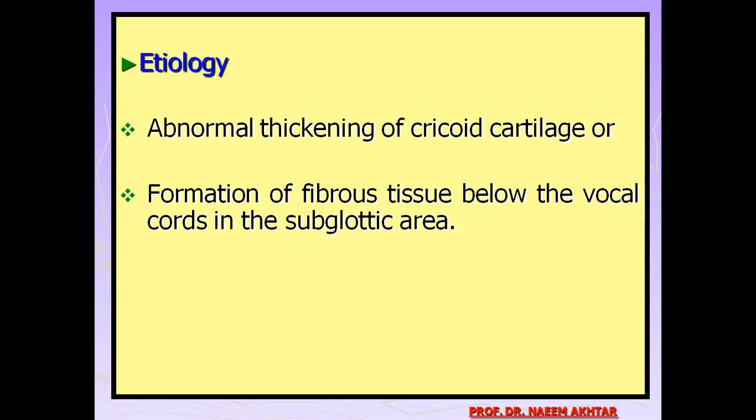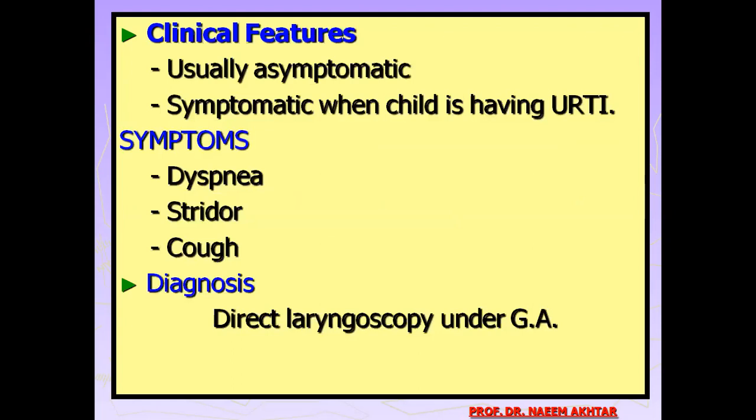Etiology. Usually abnormal thickening of the cricoid cartilage or sometimes formation of fibrous tissue below the vocal cords in the subglottic area is seen in subglottic stenosis. Clinical features. Usually the condition is asymptomatic. The child will become symptomatic when he or she is having upper respiratory tract infection. The symptoms are dyspnea, stridor, and cough. Diagnosis is made by direct laryngoscopy under general anesthesia.